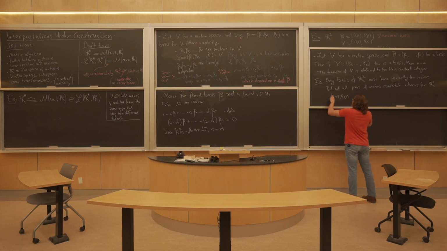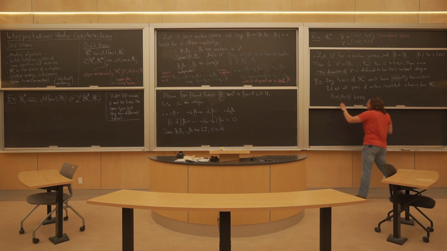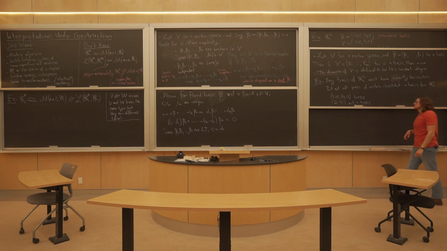So this is a basis. But if I were to take just one vector in R2, not a basis. If I were to take 3 vectors, not a basis. Okay? Any questions about these so far?